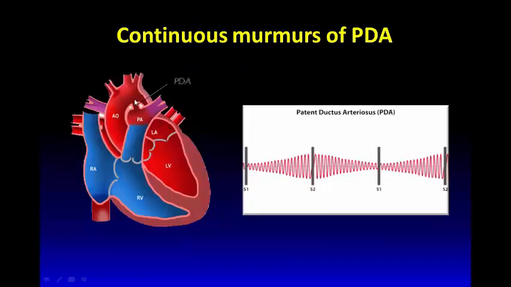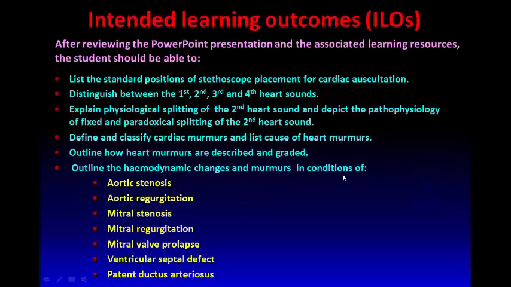So here we have a patent ductus arteriosus between the aorta and the pulmonary trunk, and this is the continuous machine-like murmur of the patent ductus arteriosus, heard throughout systole and diastole. It is heard throughout systole. This is S1 and S2, so this is systole. This is S2 and the subsequent S1, so this is diastole.